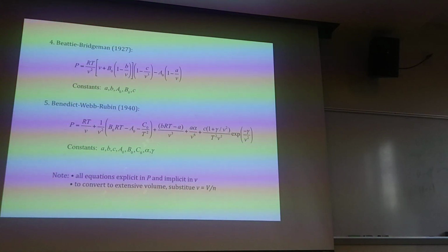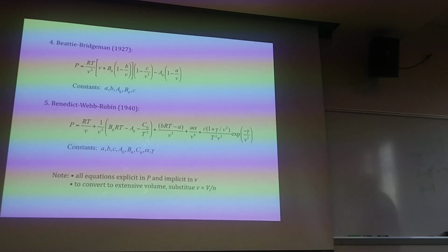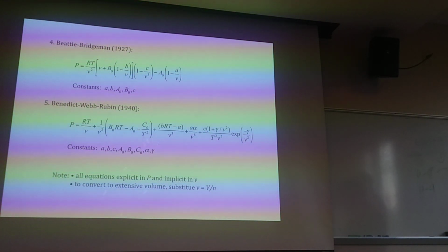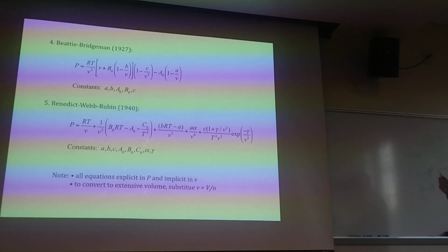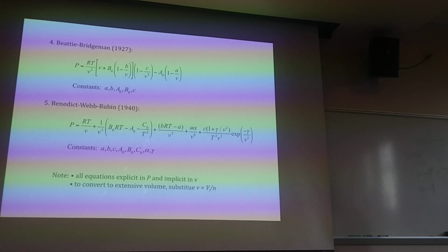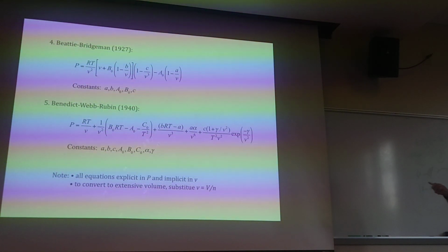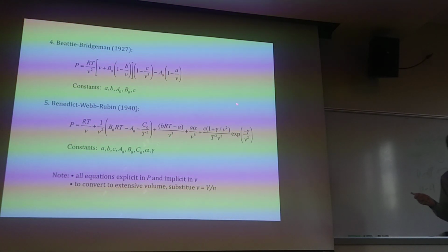For historical reasons, let me just mention a couple of other ones. There's a Beattie-Bridgeman equation proposed way back in the 20s with 5 parameters. And so you should be able to fit just about anything with that, and of course that is the case. But that's very, very tedious, and you'll notice this is before we even had calculators. We're able to fit data for this for the light hydrocarbons.